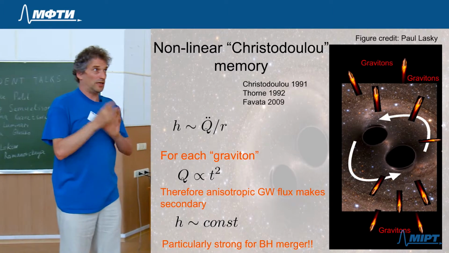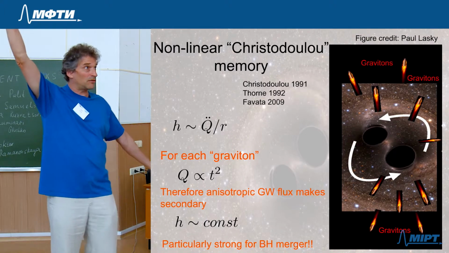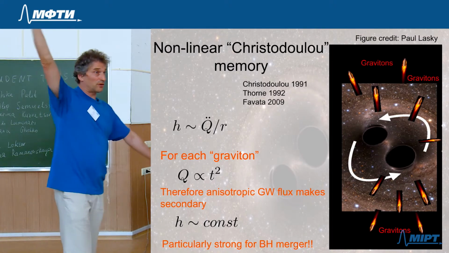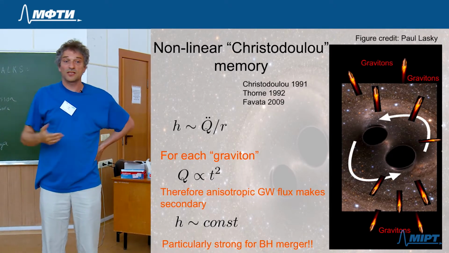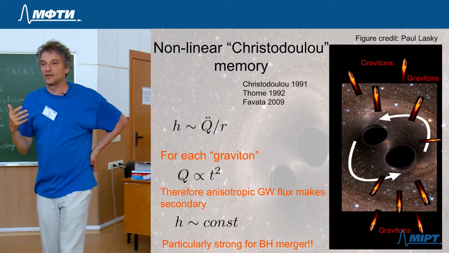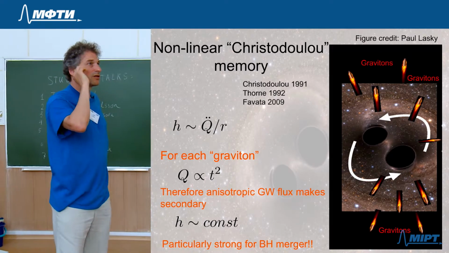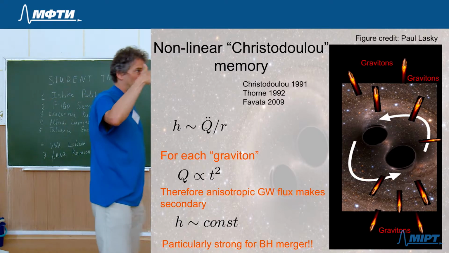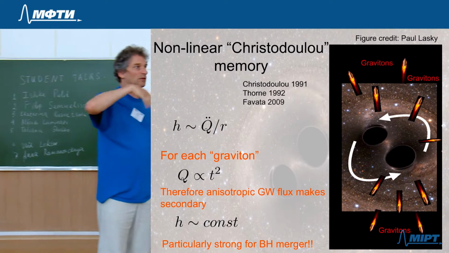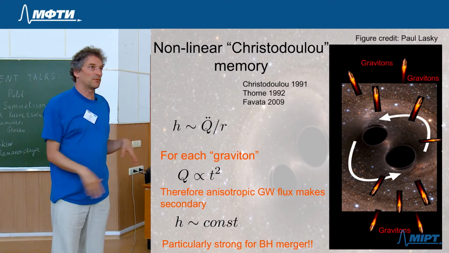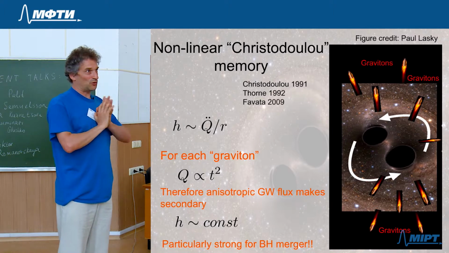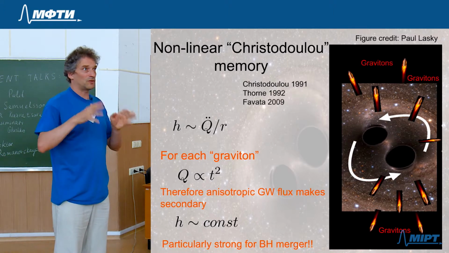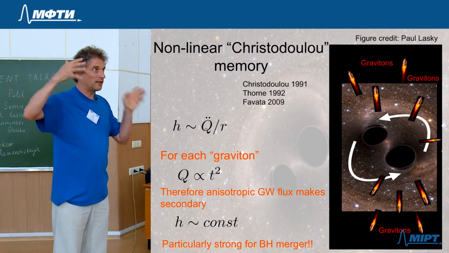And this merger creates an anisotropic flux of gravitons, an anisotropic flux of gravitational waves. And this flux of gravitational waves, okay, when people ask you what is a gravitational wave, the typical answer you hear is gravitational waves are ripples in the curvature of space-time, right? But gravitational waves are not just ripples in curvature of space-time. They're ripples in curvature of space-time which carry energy and momentum.